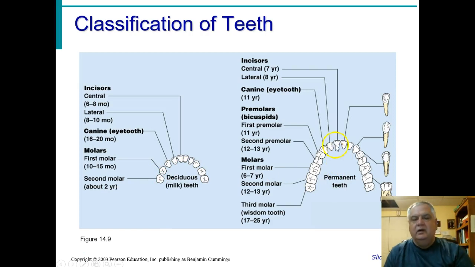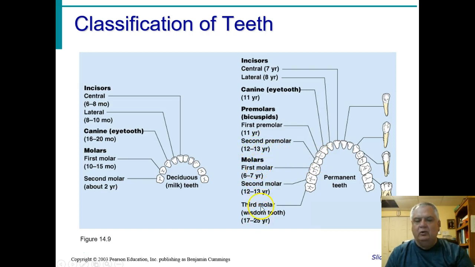In the permanent teeth, again, we have the same basic organization. We have central incisors, which are usually going to erupt around the age of 7. And then we have lateral incisors. They usually erupt around the age of 8. The canine or eye teeth usually come in at around the age of 11. And then we have the premolars, sometimes referred to as bicuspids because they have 2 cusps or lumps on them. Of those, we have the first premolar, which usually erupts around the age of 11, and then a second premolar, which usually erupts around the ages of 12 to 13.